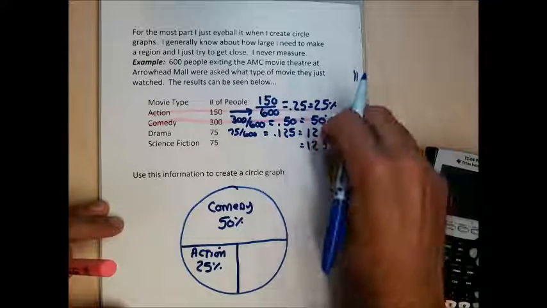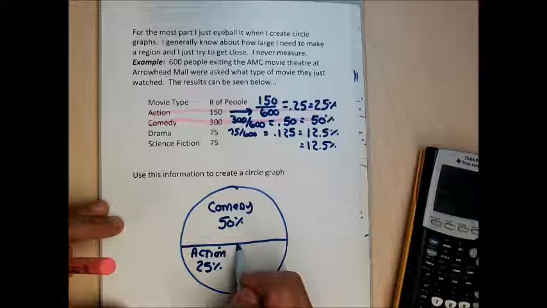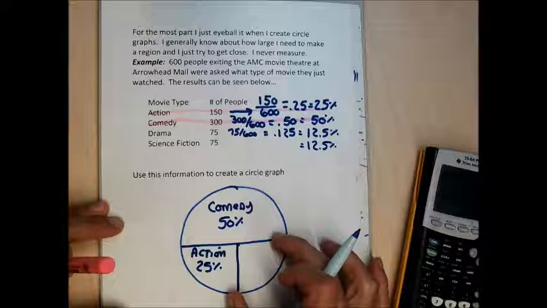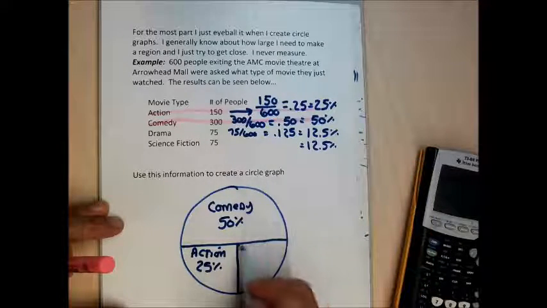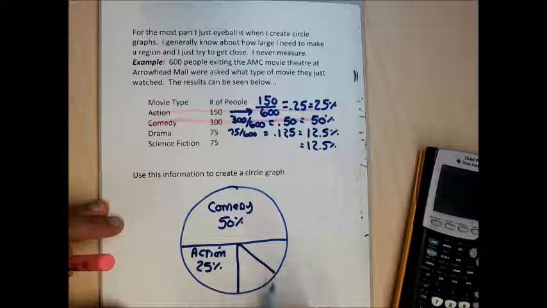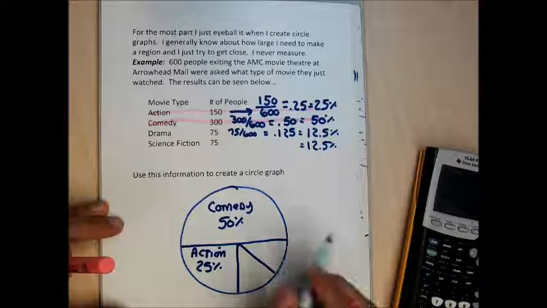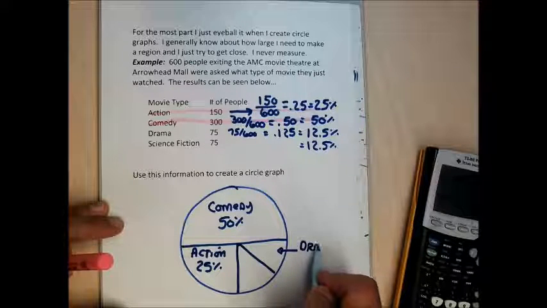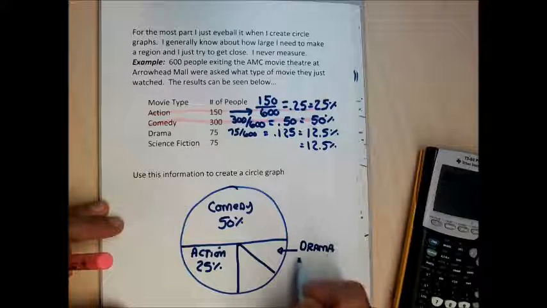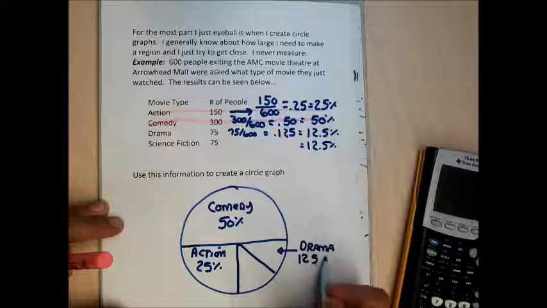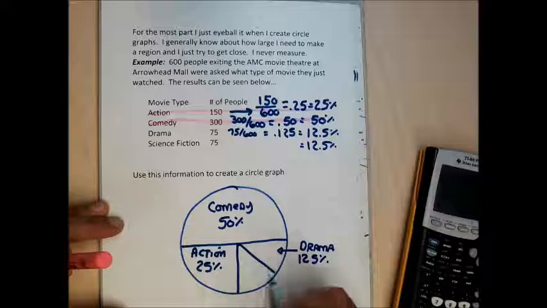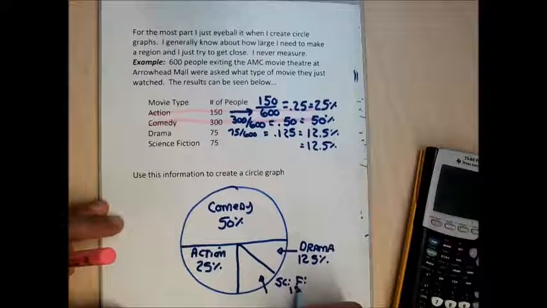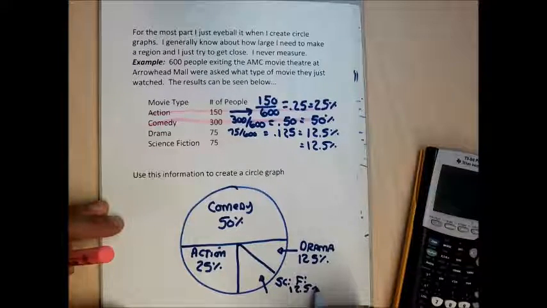The last two are 12.5%, and again, 12.5%. This region right here is 25%. Half of 25 is 12.5, so I'm going to make those 12.5%. And if you can't fit it in the pie, you could just make an arrow and say this region represents drama, which is 12.5% of the attendees. This region represents, I'll just say sci-fi, which is 12.5% of the people that were surveyed.